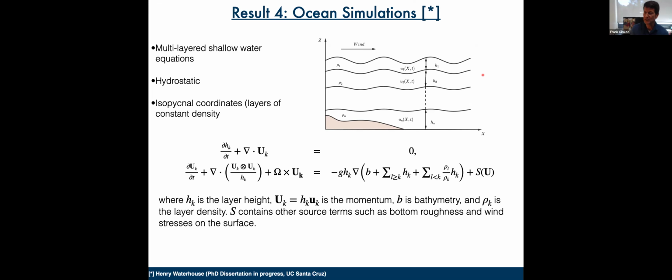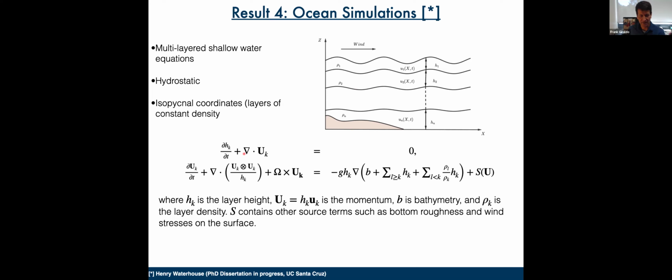So, ocean simulations. This is the last part of my talk. We've been developing an ocean model. If you think about ocean models, one way of doing this is you can construct a shallow water model, and then you stack layers, right? And that way you can construct a hydrostatic ocean code. Each of these layers uses what are known as isopycnal coordinates, right? So you have these constant layers of density, right?